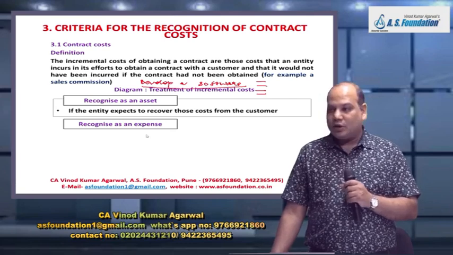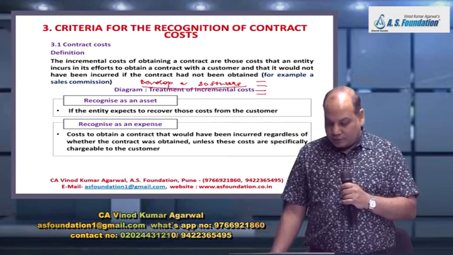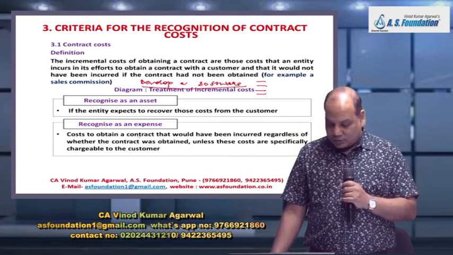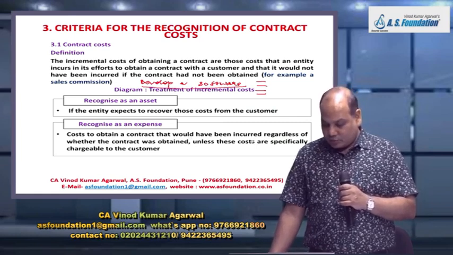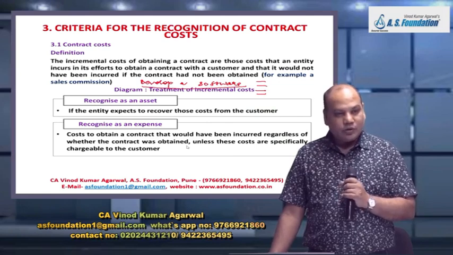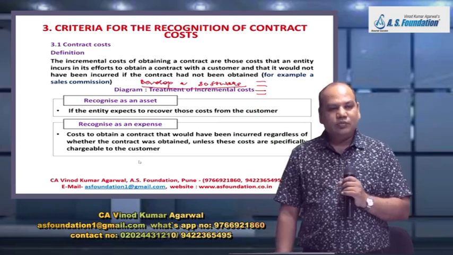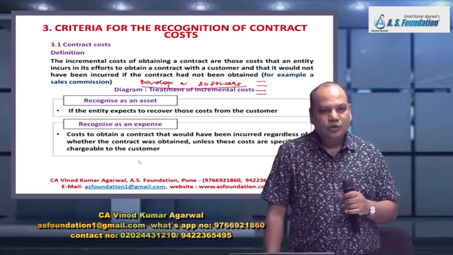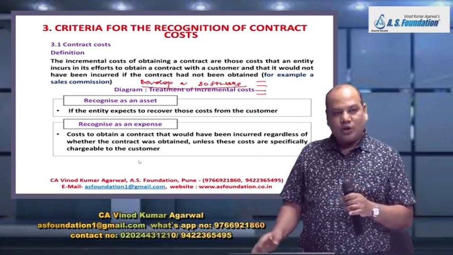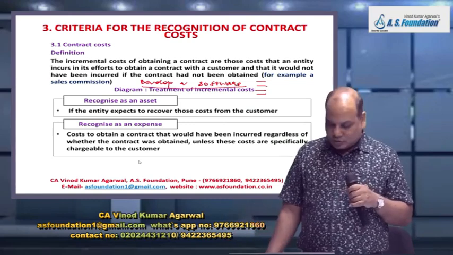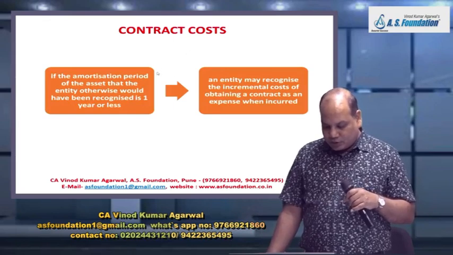When will you treat it as an expense? Reverse the previous answer. If the cost cannot be recovered. So cost to obtain a contract that would have been incurred regardless of whether the contract was obtained, unless these costs are specifically chargeable to a customer. So in short, costs which cannot be recovered from the customer. These are those costs which you would have incurred in any case, like administration cost. Okay, which cannot be recovered from the customer.